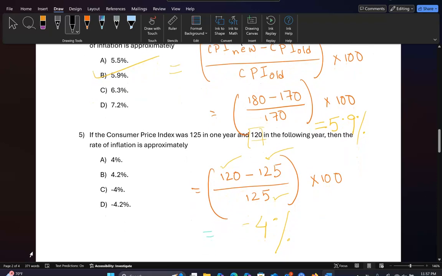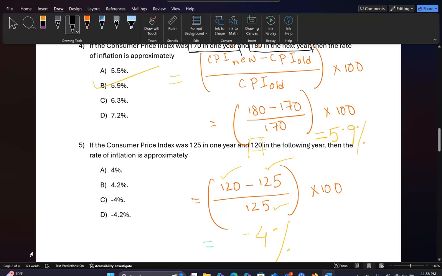Moving on to the next one, that's question 5. Gonna use the same formula. The only difference is the CPI went down. So this is the new CPI, this is the old CPI. CPI new minus CPI old over CPI old times 100. This turns out to be negative 4%.